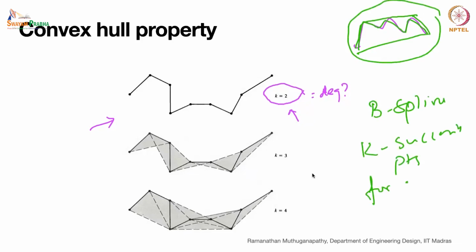Okay. What does that mean? K consecutive or k successive points. Suppose k equals 2, what does that mean? So one piece of the curve has to lie between the first 2 points, and then the second piece of the curve has to lie between the next 2 points. And if you keep doing it, what will be the curve here?